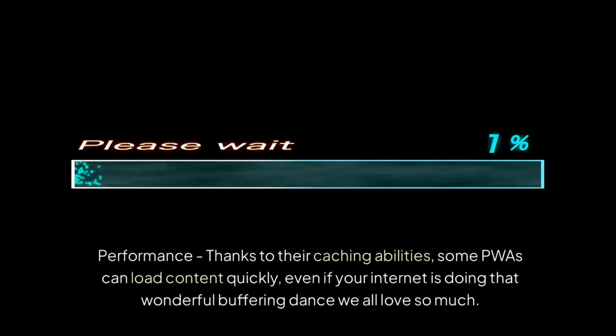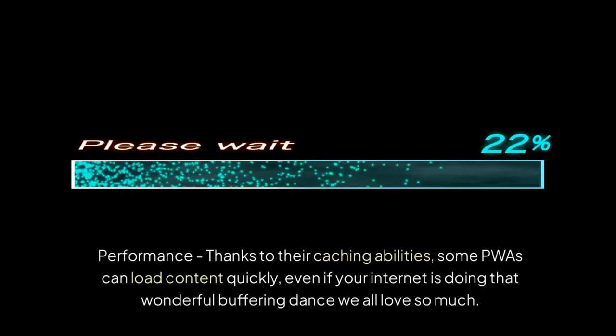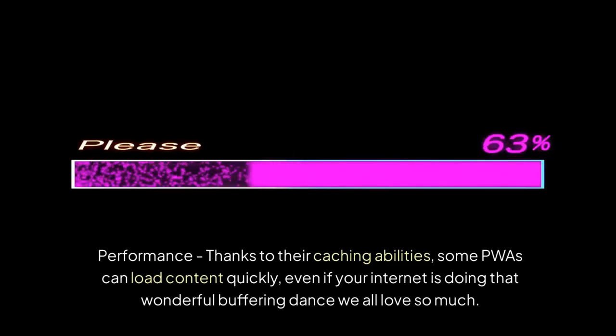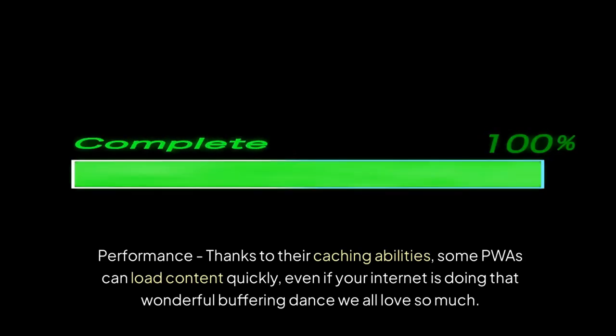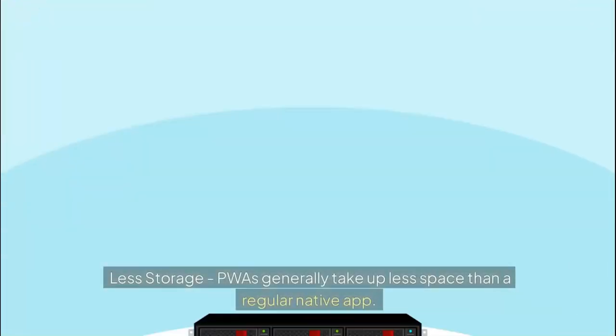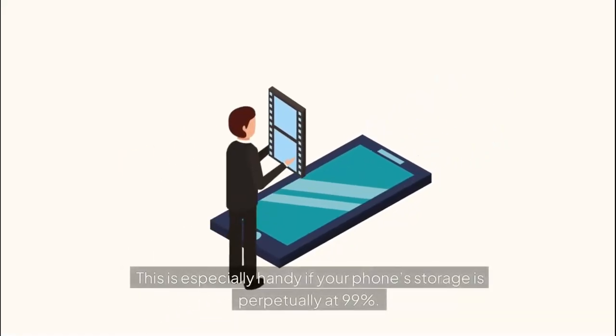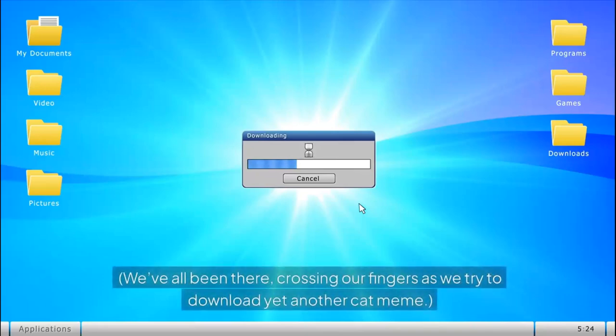Performance. Thanks to their caching abilities, some PWAs can load content quickly, even if your internet is doing that wonderful buffering dance we all love so much. Less storage. PWAs generally take up less space than a regular native app. This is especially handy if your phone's storage is perpetually at 99%. We've all been there, crossing our fingers as we try to download yet another cat meme.